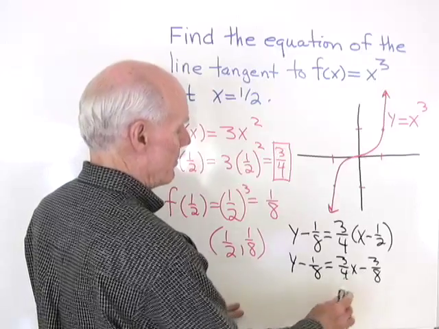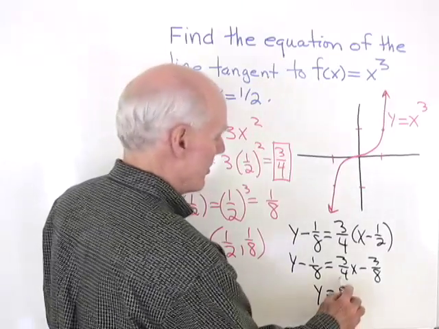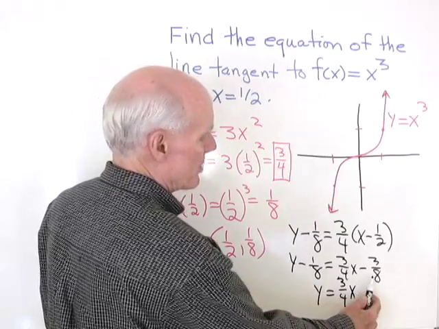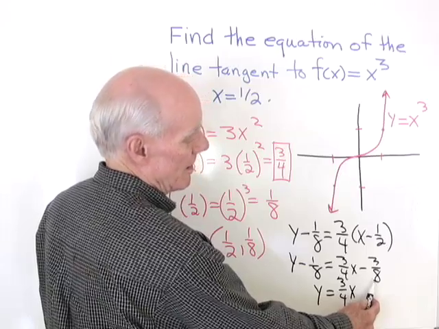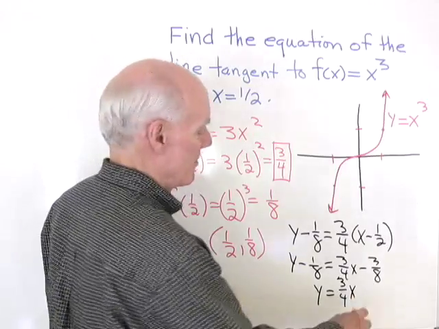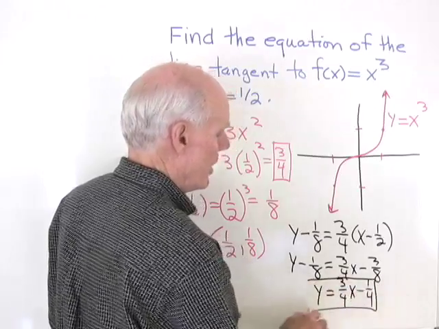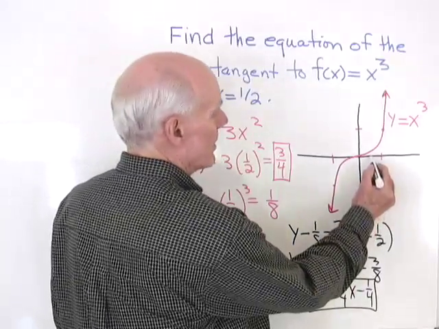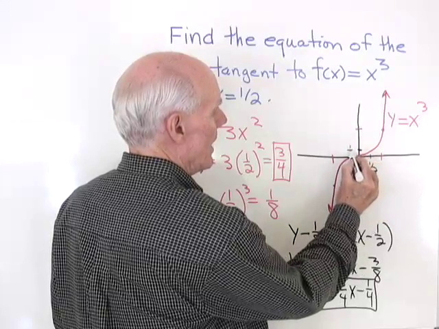I'll add 1/8 to both sides, and I'll get y is equal to 3/4 x. Adding 1/8 to both sides, minus 3/8 plus 1/8 is going to be minus 2/8, so that's going to be minus 1/4. So there's the equation of my line tangent to the graph at that point, and that point is x equals 1/2, y equals 1/8.